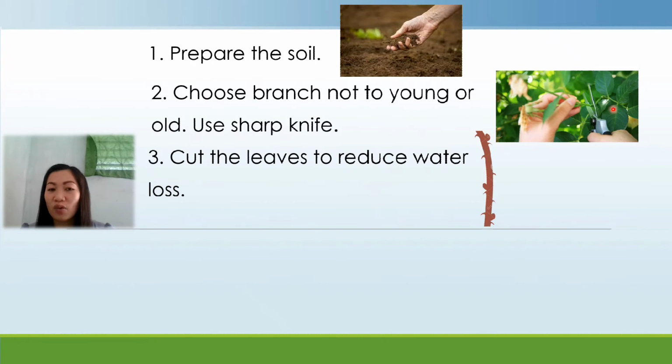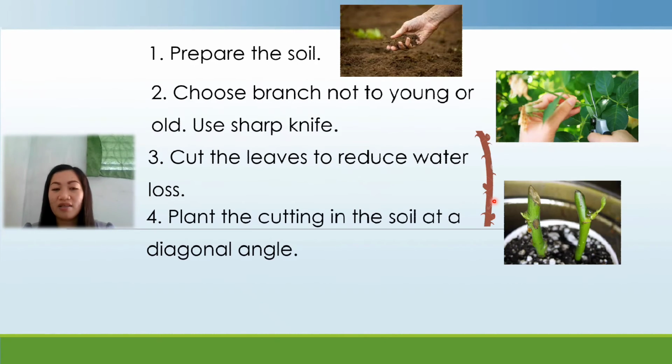The next is you have to cut the leaves to reduce the water loss. If this is the stem of your example, the rose, you have to remove all the leaves of the plant, all the leaves of the stem, to reduce the water loss when you plant it.